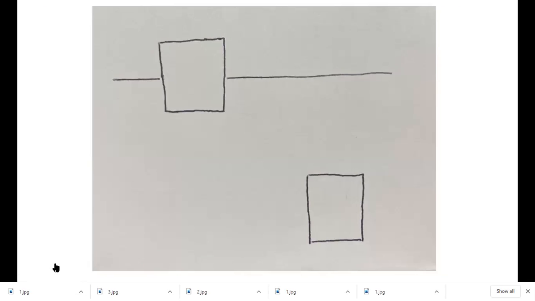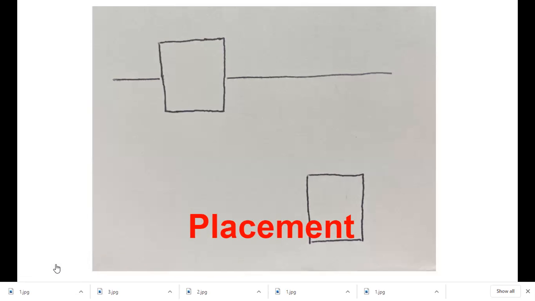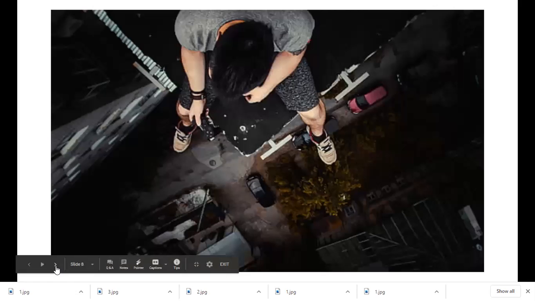So what is going on here and what is giving you a sense of depth? It is placement. So here we have a square that is placed at the bottom of the screen, and one that is placed higher on the screen. Our brains typically think of lower on the page as closer and higher on the page as further away. Now there are exceptions to this.